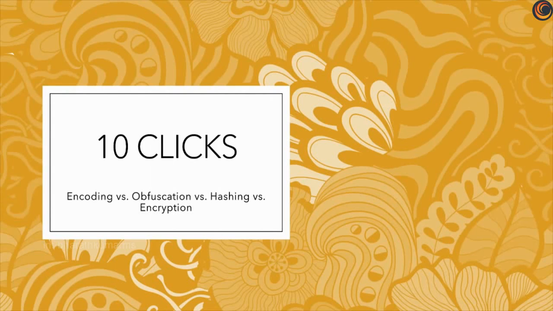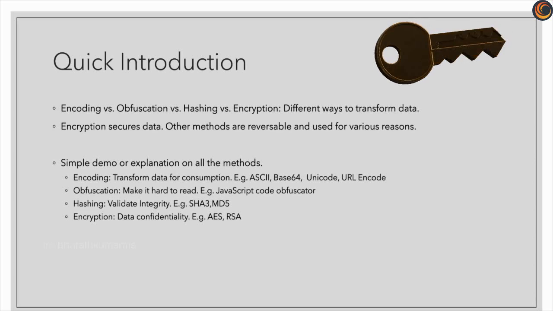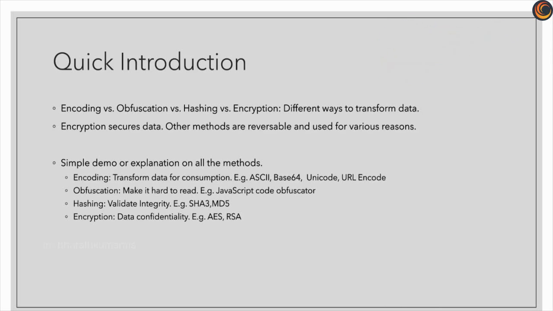Today we are going to talk about very interesting and often used transformation techniques, and know where to use what. The common transformation techniques are encoding, obfuscation, hashing, and encryption. First, encoding is a technique used for data consumption. The intent is not to secure data.